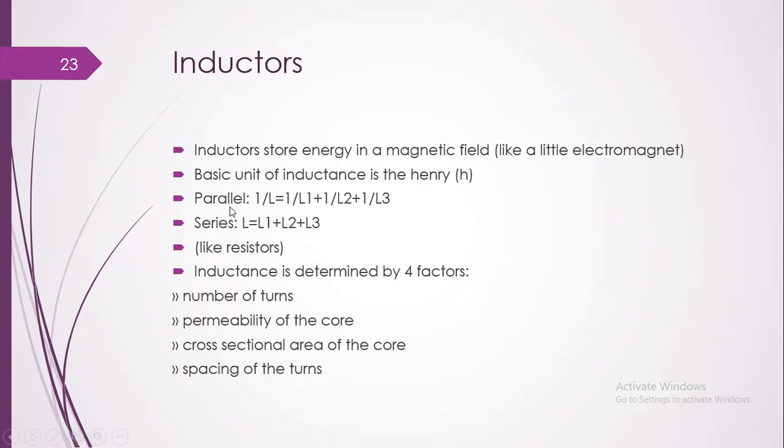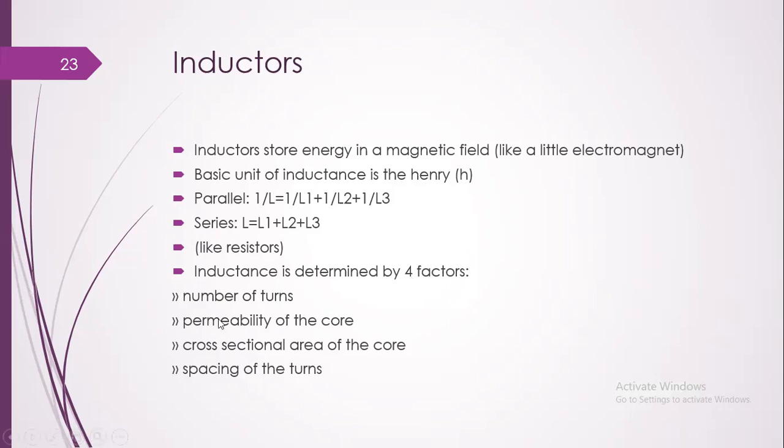In parallel combination, the inductances combine as 1 upon L equivalent equal to 1 upon L1 plus 1 upon L2 plus 1 upon L3. So this is similar to the resistance combination and opposite to the capacitor. And in series, the equivalent inductance value increases like a resistor, where L equivalent equals L1 plus L2 plus L3. So it is similar to a resistor and opposite to the capacitor.